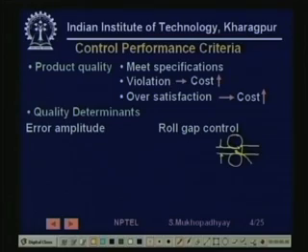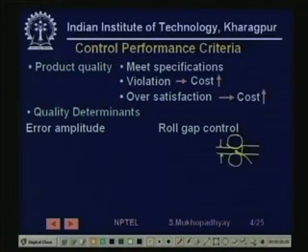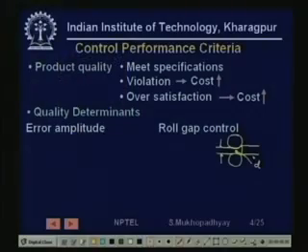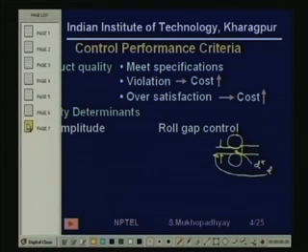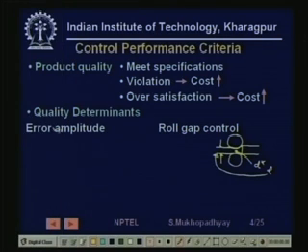Now you always state that your product is going to have a thickness within some plus minus limits. So whether your product is going to violate your specifications actually depends on the maximum amplitude of the error. So if the roll gap is supposed to be D star, and the actual roll gap is D, then that will lead to an error in the final product thickness. So in this case the amplitude of the error actually decides product quality.